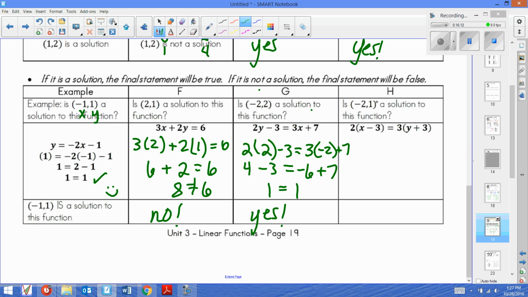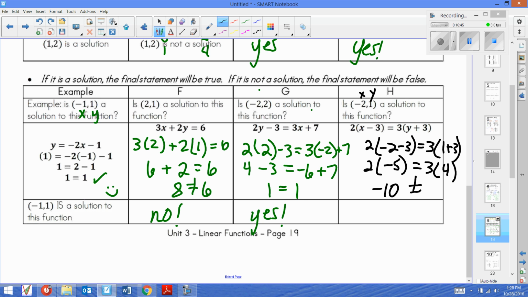All right, let's move on to H. And just so I'm running out of space, I'm going to show this in a different color. So 2 times my x value, which is -2. There's my y value of 1. So -2 minus 3 is going to equal 3 times my y value of 1 plus 3. I could distribute if I want, but I'm going to simplify. So 2 times -5 should equal 3 times 4, and -10 does not equal 12. So no, this is not a solution.